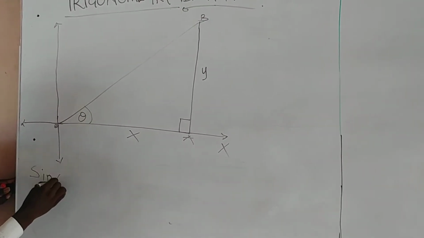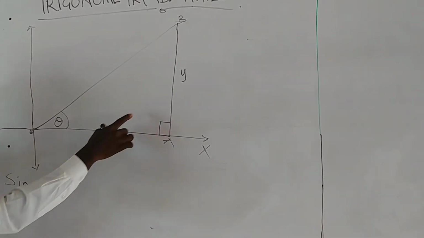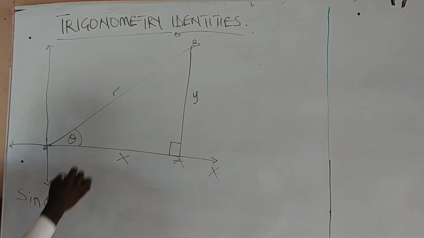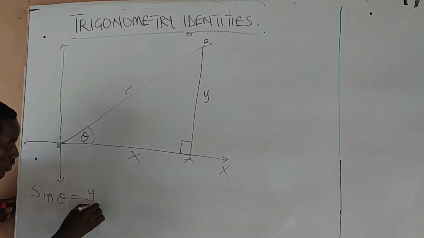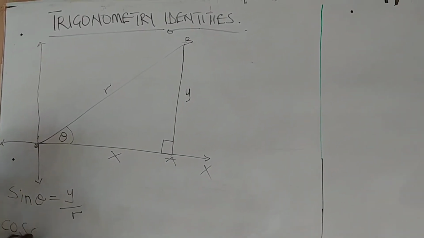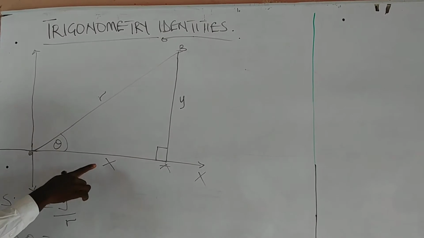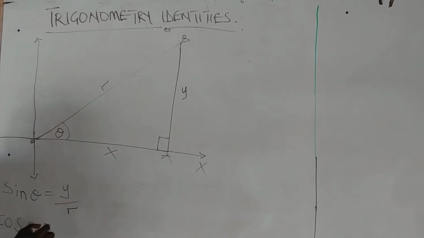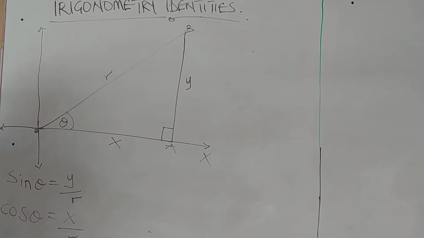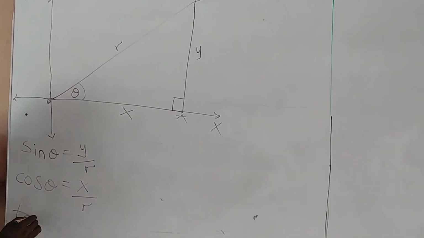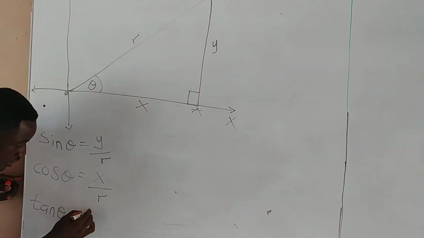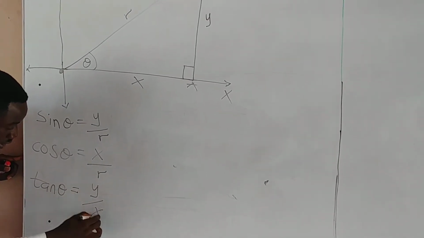Sine theta will be equal to opposite on hypotenuse. So y over r. Cos theta will be equal to adjacent on hypotenuse. So x on r. And tan theta will be equal to opposite on adjacent. So y on x.